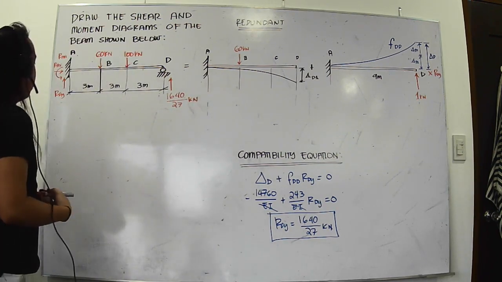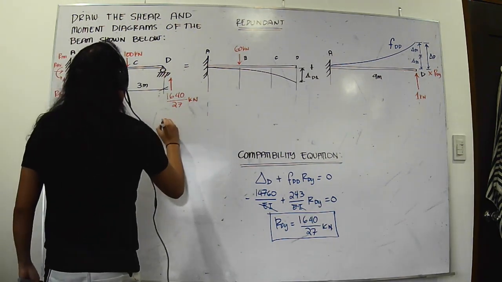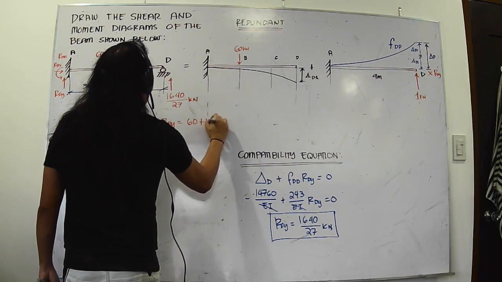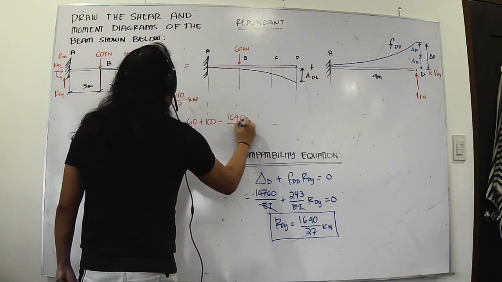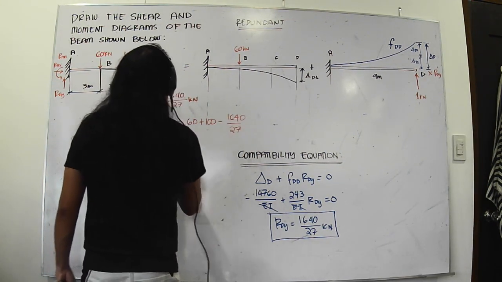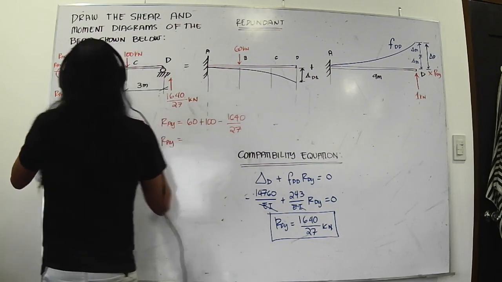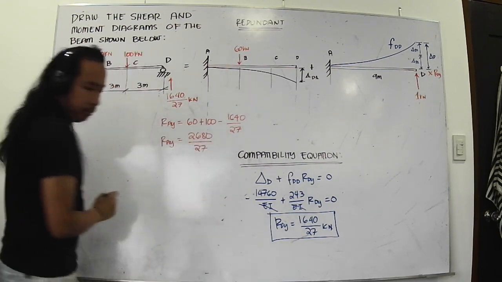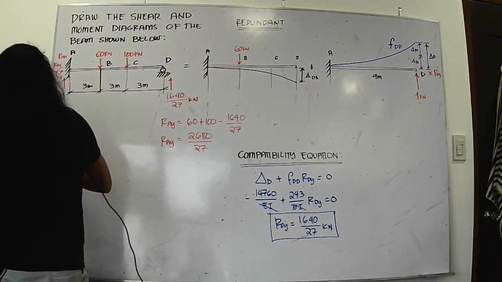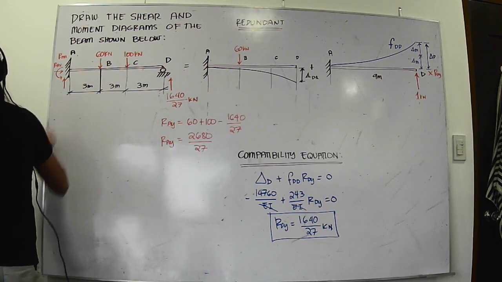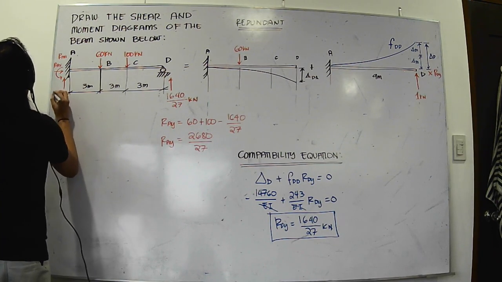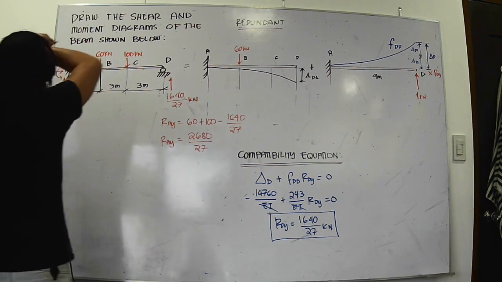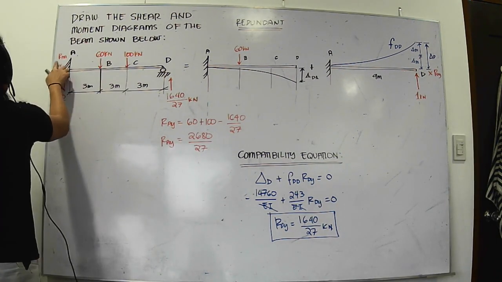So now we can solve for RAY because it's just one. RAY is equal to 60 plus 100 minus 1640 over 27, which is just equal to 2680 over 27. Okay, so RAY is 2680 over 27. For RAX, clearly there is no horizontal load, so that's just 0.